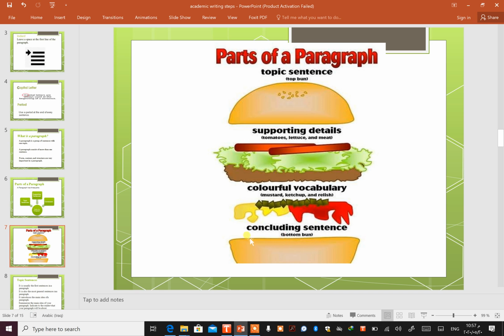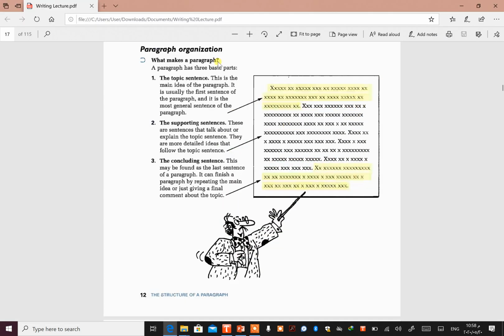And of course, for the conclusion, here you cannot add anything. It is just to rephrase or restate the topic sentence, the introduction, by changing the grammar and the vocabulary. For example, if you use the word important at the beginning, you can use critical, initial, main. Or it summarizes the main idea of the paragraph. So if you look here, this is actually from the book, from Paragraph to Essay.